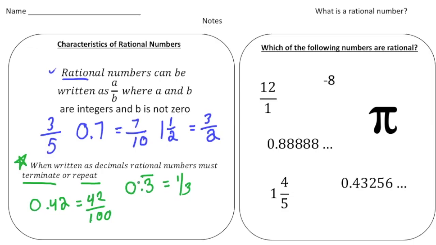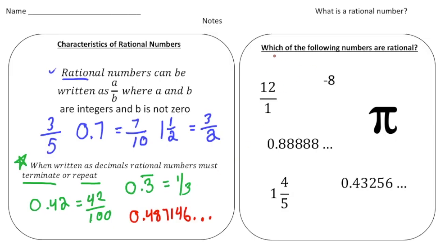So let me give an example of a number that's not rational. Let's say if we have this decimal, 0.487146... What this means is these dots mean it keeps on going forever. If you notice, there's no pattern to this. It goes 487146. Who knows what the next number is going to be? Because it doesn't terminate or repeat, this right here would not be a rational number.